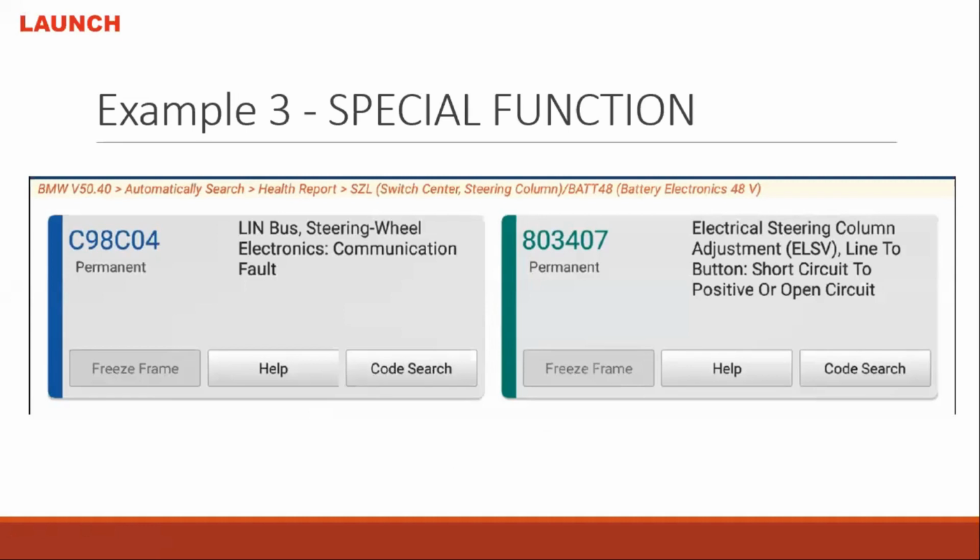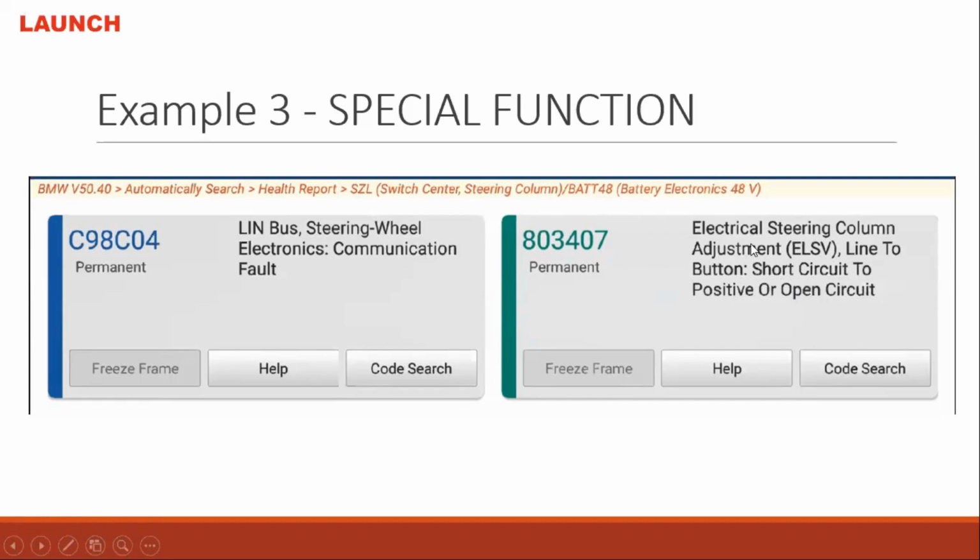So in this number 3 example, you see the trouble code here. All the trouble codes are permanent communication 40. This is the communication problem, not the open circuit. But beside that, you will see the electrical column adjust. The last one shows circuit to positive or open circuit. This is a problem. What's the problem with this BMW?